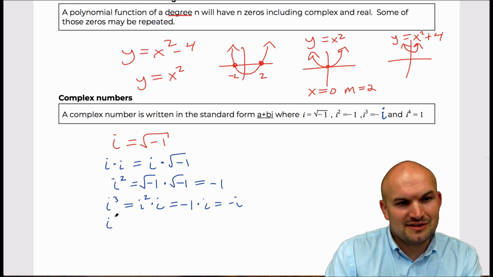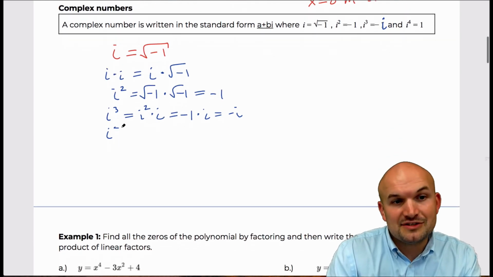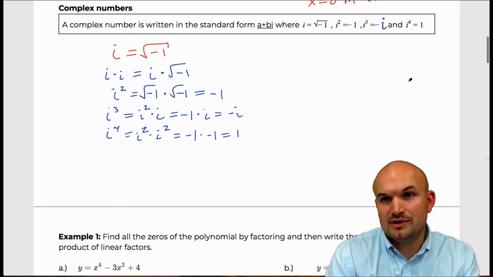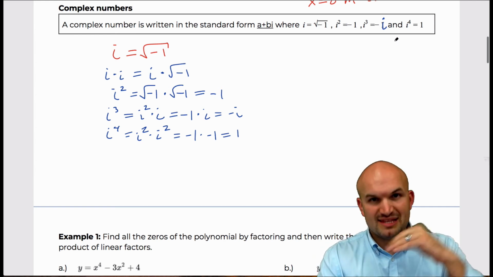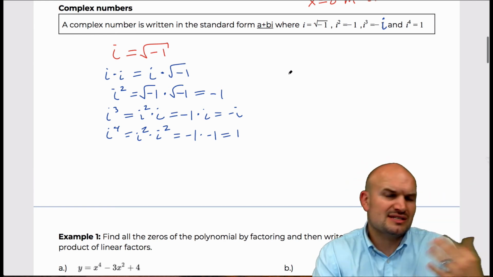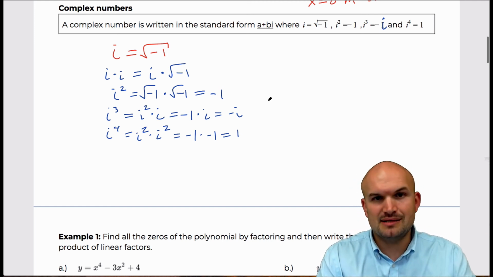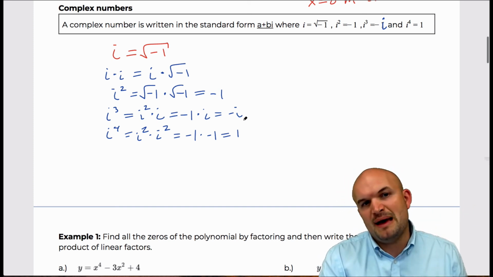And then i to the fourth, that looks bad. i to the fourth is basically i squared times i squared. So that's -1 times -1, which equals +1. Got that one right. Good. And what you'll notice is after the i to the fourth, it keeps on repeating. It's not something that we're going to investigate much further in this lesson, but if you study complex numbers, you see that it just starts to repeat in that pattern.